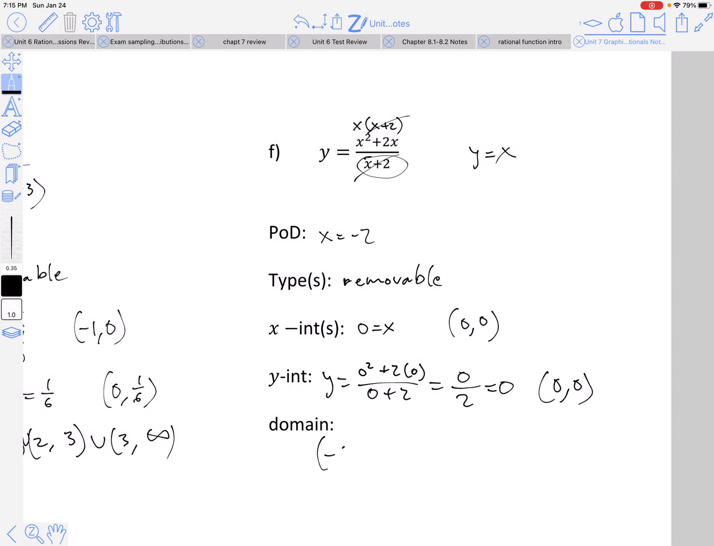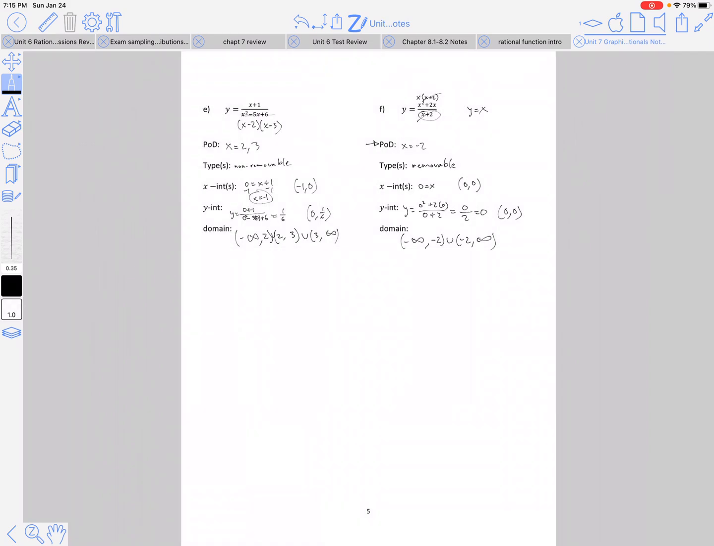Our domain is every x value except for our point of discontinuity. So it's continuous except for at that point. From negative infinity up to negative 2, we'll hop on over negative 2 and go all the way up to infinity. Boom, boom, boom, we're done.